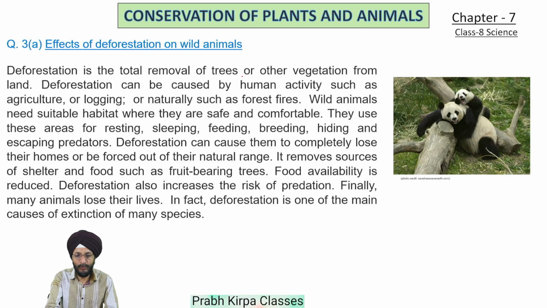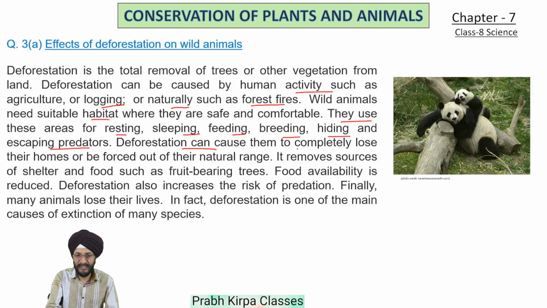Deforestation is the removal of trees or other vegetation from land. Deforestation can be caused by human activity such as agriculture or logging, or it may be due to natural reasons such as forest fires. Wild animals need suitable habitat where they are safe and comfortable. They use these areas for resting, sleeping, feeding, breeding, hiding, and escaping predators.